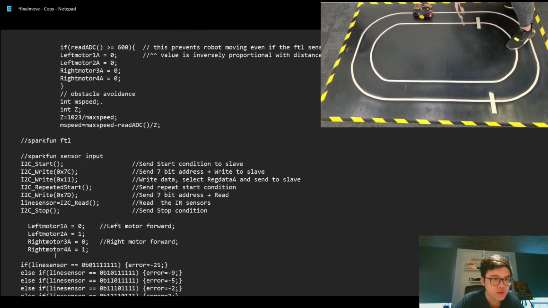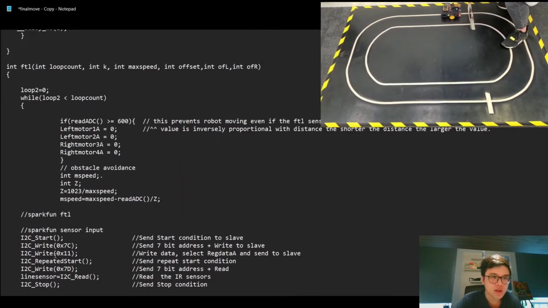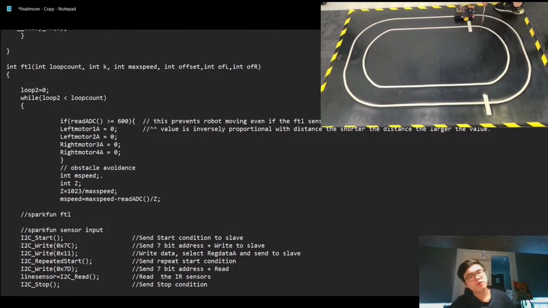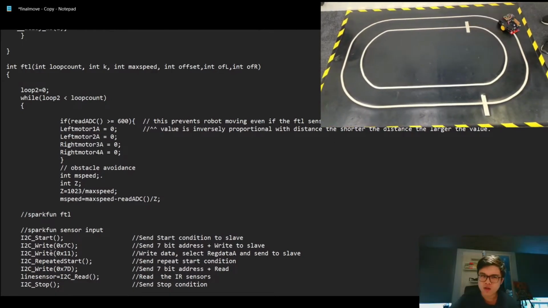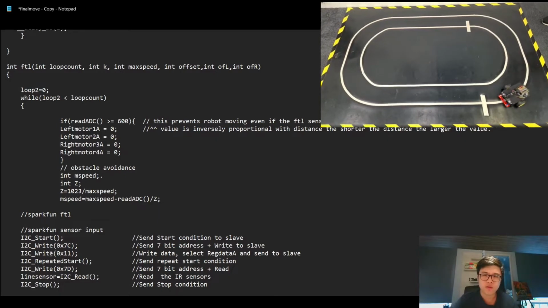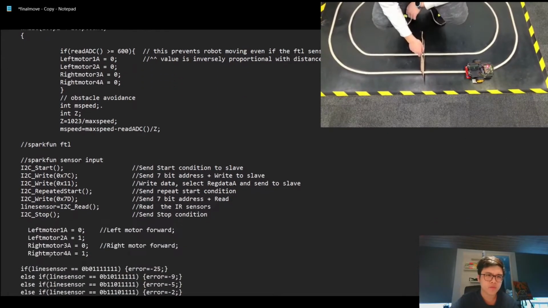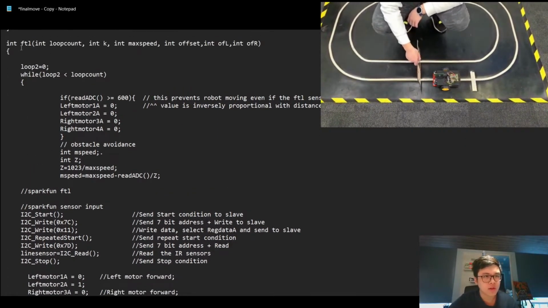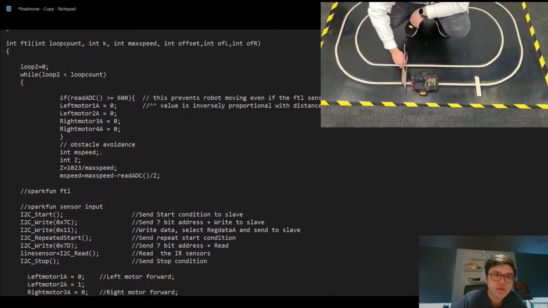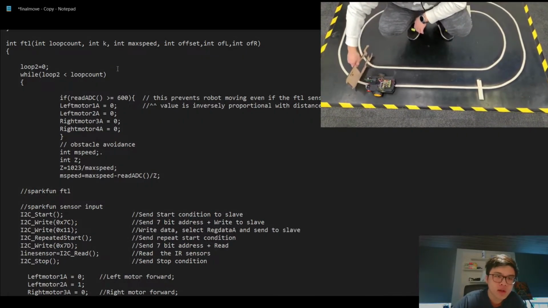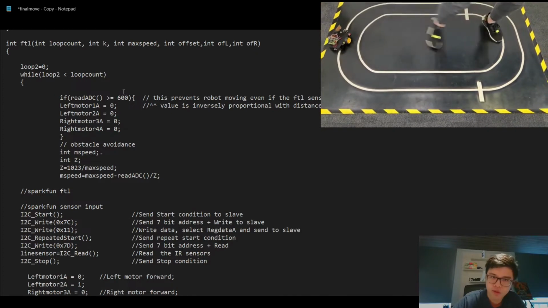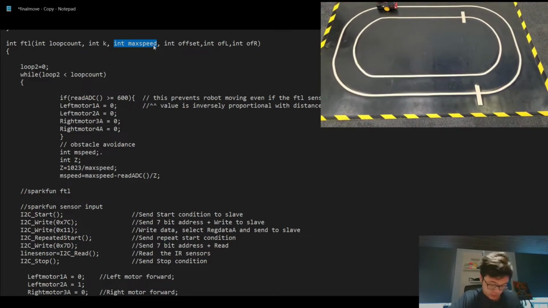FTL function. In our case, we didn't feel the need to create a new function because it wasn't that long and it's both related to the movement of the robot. So here's the actual FTL function itself. There are a lot of inputs for the FTL function, but the only actual input we need for the obstacle avoidance is this one, the max speed input.